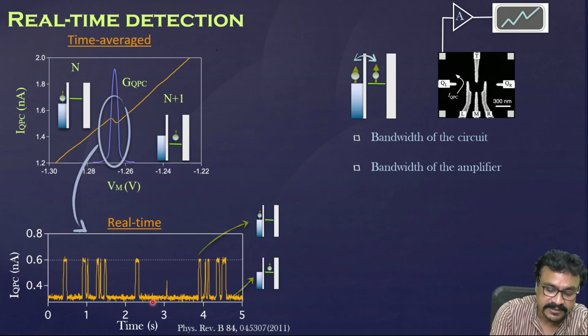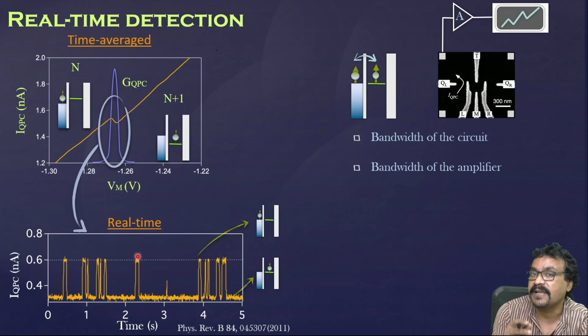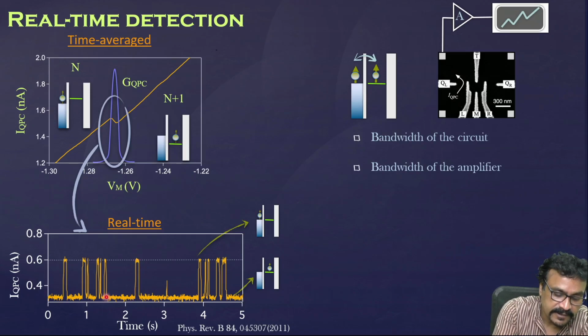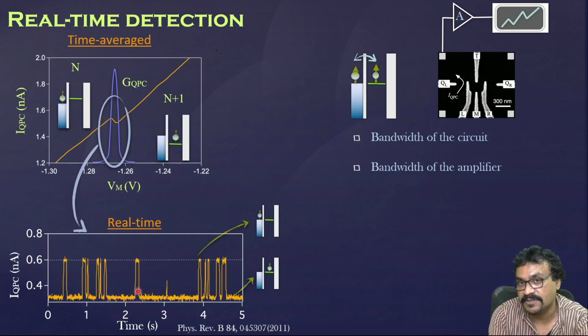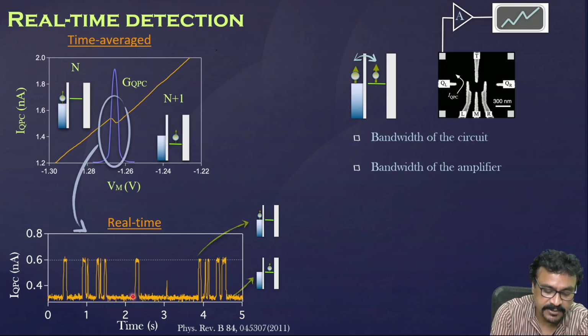For example, the width of this feature says the current was high for, say, a few milliseconds. That means that much time the dot was empty. Here, the longer duration, the current was low. That means that much time the electron stayed inside. And of course, this is a random telegraphic signal, because the tunneling back and forth of the electron is decided by thermal energy, so it will be random in nature. So it's random tunneling events back and forth between the dot and the lead.